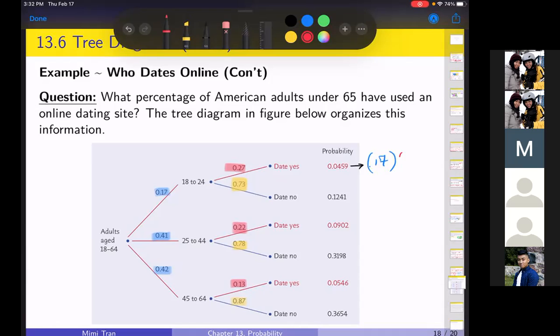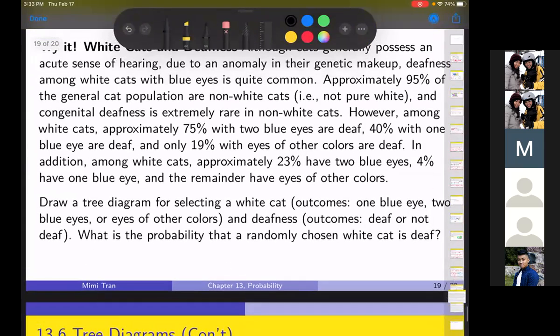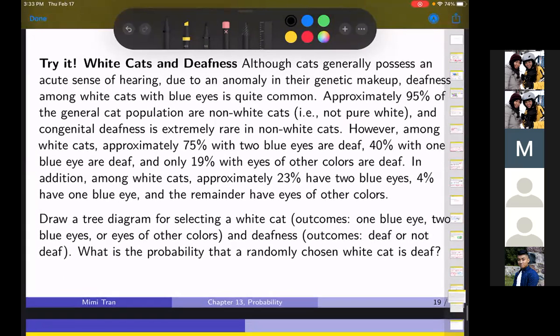Do you have any questions? Right, and on and on. I'm not going to do it. Okay, let's do this one. I'll give you a few seconds, and I'm going to charge my pen too. I'll walk around and see how you do. If you need help, let me know. Go ahead and do the white cat and deafness problem using a tree diagram.